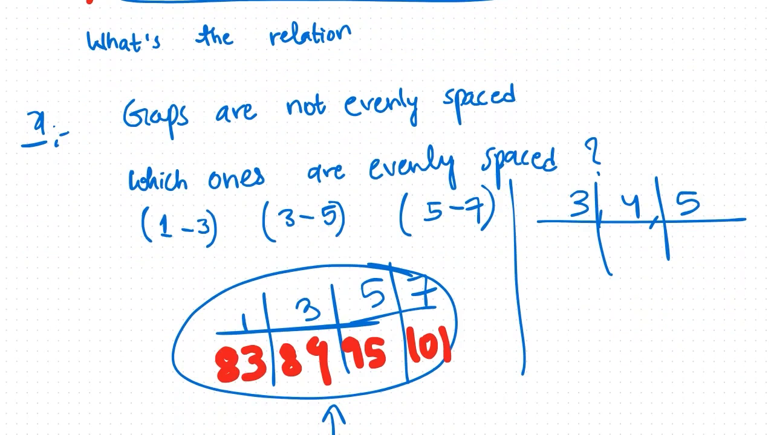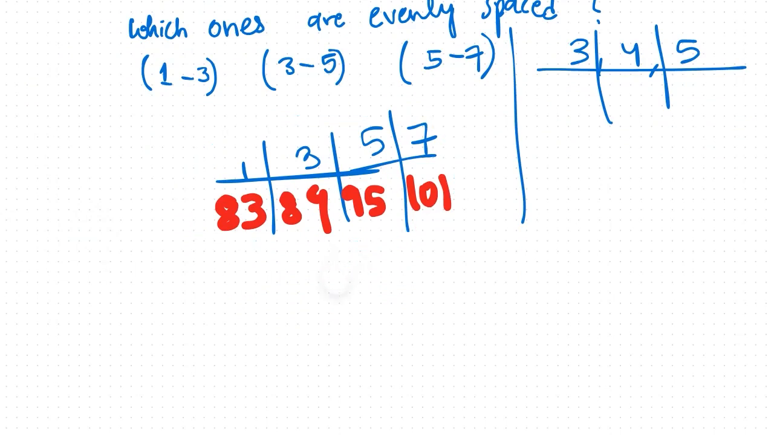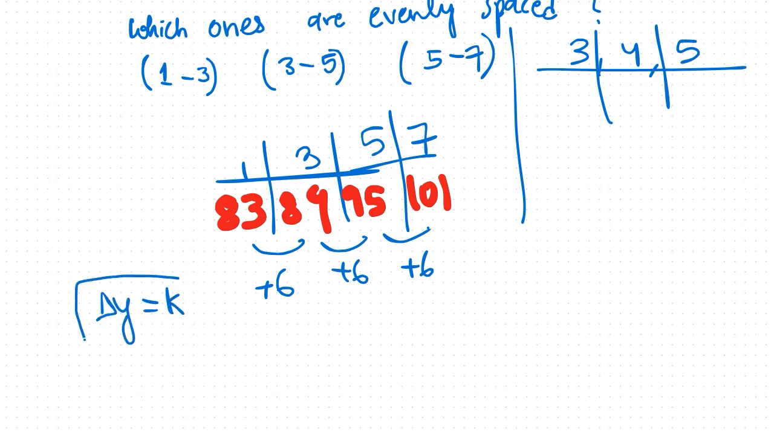So the question is still the same. What is the relation? How do we determine that? Now you look at the gaps between the y values. From 83 to 89, it's a gap of 6. From 89 to 95, a gap of 6. And then 95 to 101, a gap of 6. See how many times you have done the difference. Only once, and it is constant, which means linear.